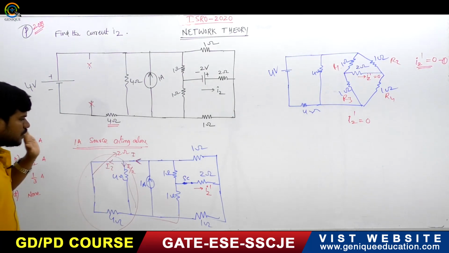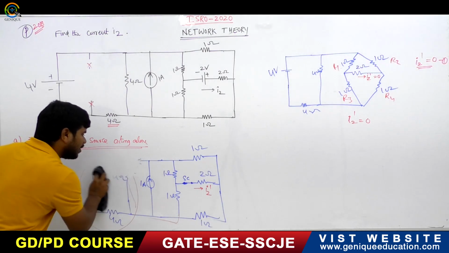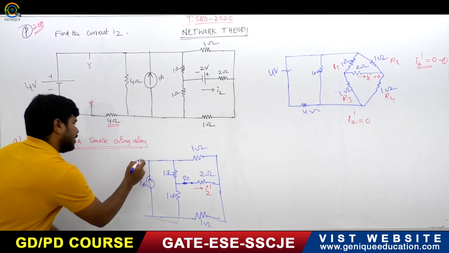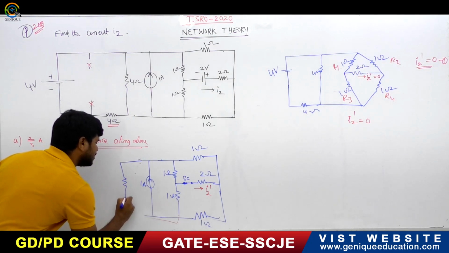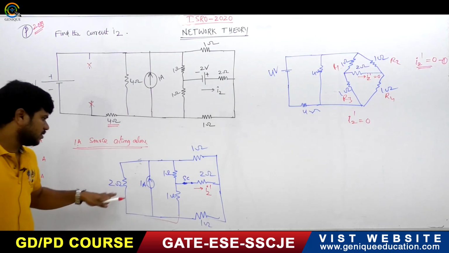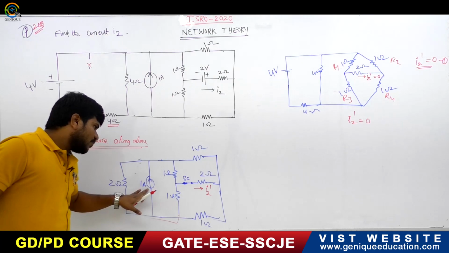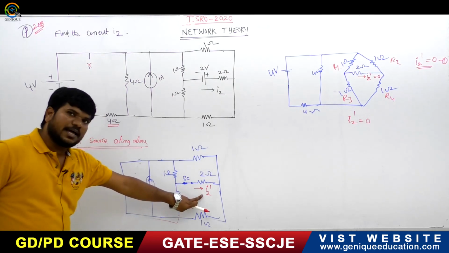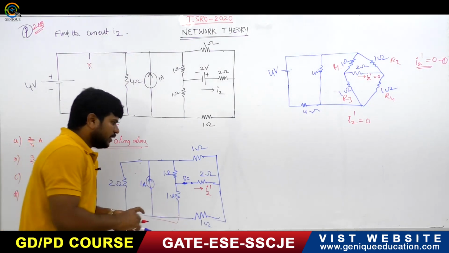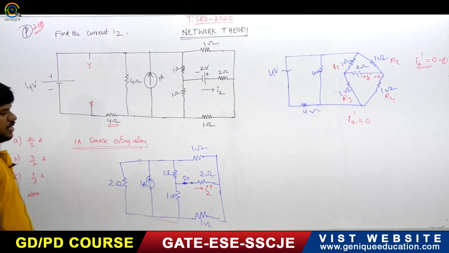After having this, what can I write? I can write this as one resistor in parallel with the 1 ampere current source. Now this one source is acting, and again you have to find the current in this branch. So I am naming this one as I2 double dash.